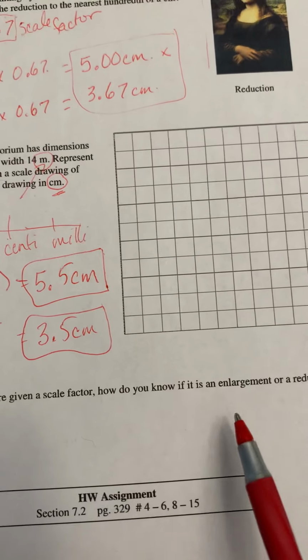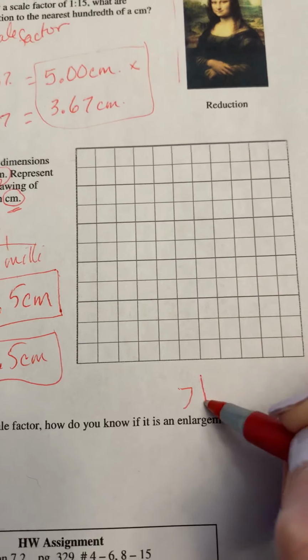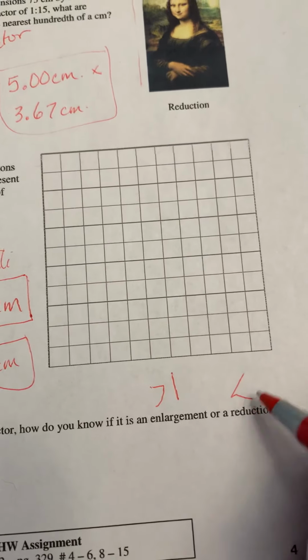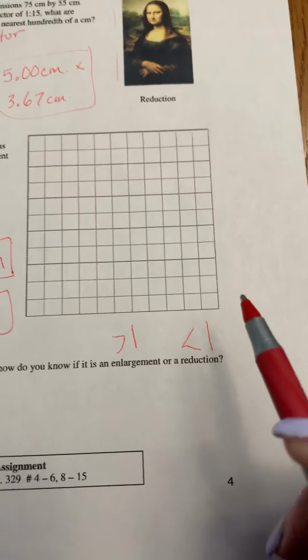When you're given a scale factor, how do you know if it's an enlargement or a reduction? Well, an enlargement is going to be greater than 1, and a reduction is going to be less than 1. So that's how you know, and that's a really important skill and concept to hang on to.